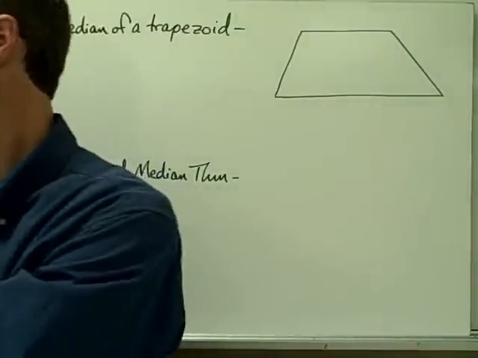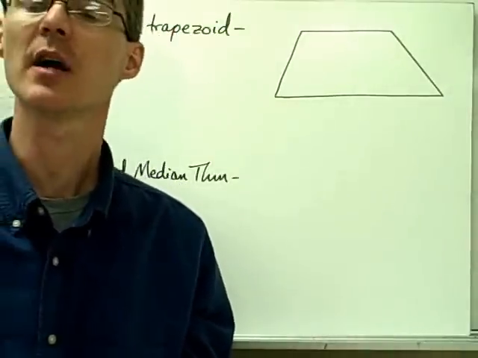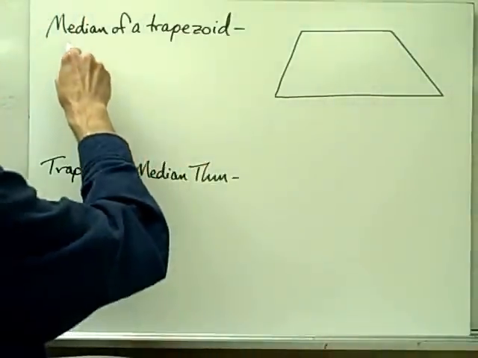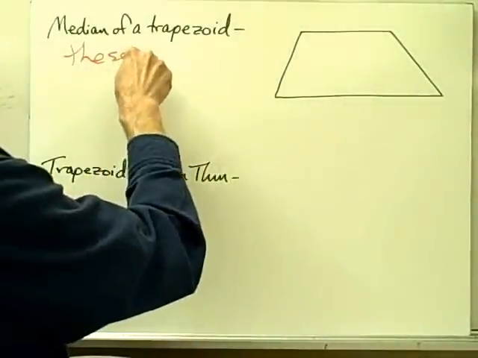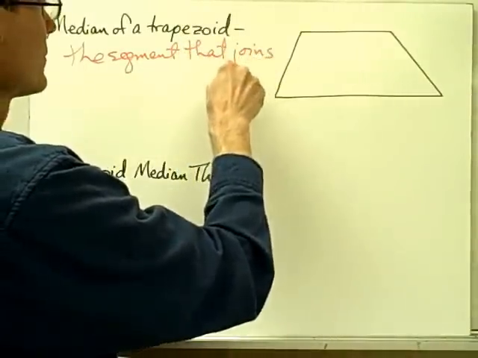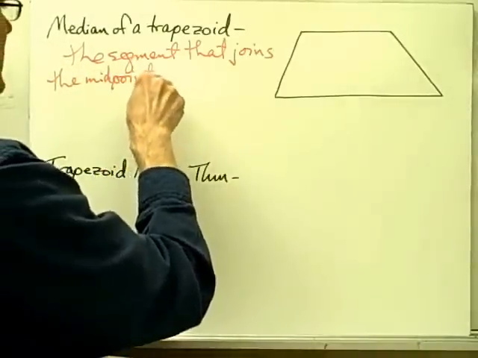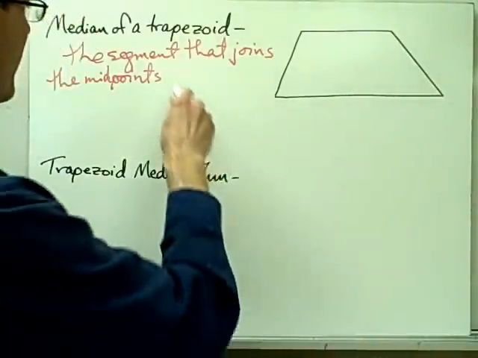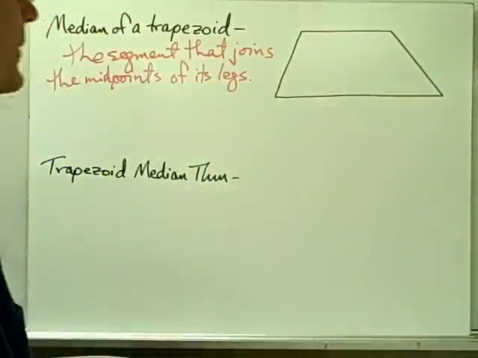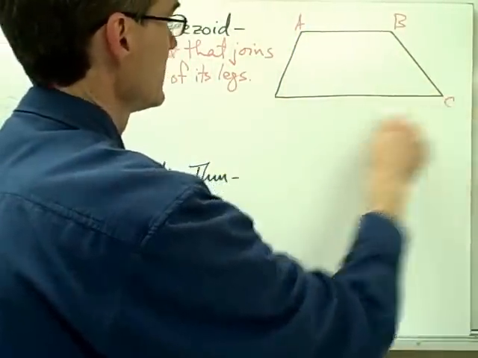The median of a trapezoid. So the median of a trapezoid, you may remember that we have a special segment of a triangle that's referred to as a median. The median of a trapezoid is the segment that joins the midpoints of its legs. So here we have a trapezoid, A, B, C, D.